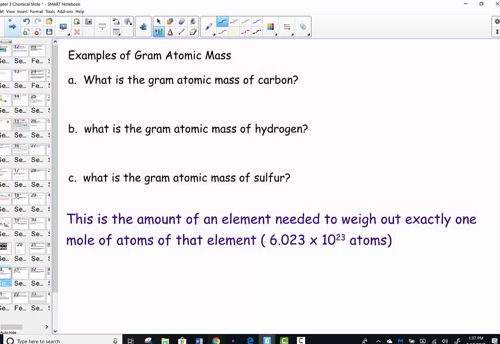On a piece of paper to turn in today, tell me the gram atomic mass of carbon, of hydrogen, and of sulfur. When I define the term gram atomic mass, I'm telling you that I want to know how many grams to get exactly 6.023 times 10 to the 23rd atoms of each of those elements. Tell me the gram atomic mass. Friends, sometimes I abbreviate that, gram atomic mass. How much would you weigh out to get a whole mole of each of those elements?